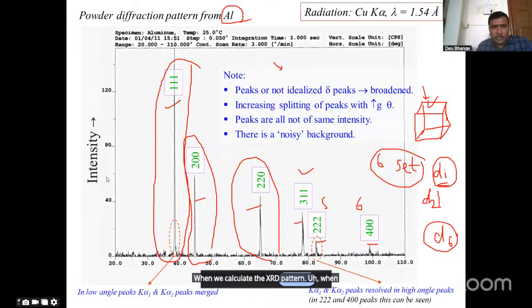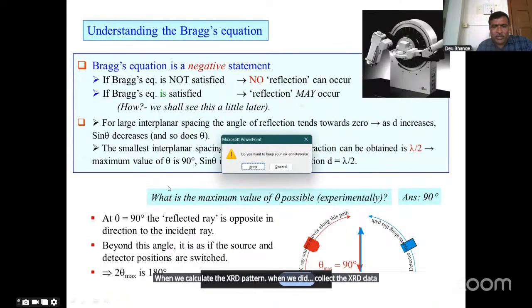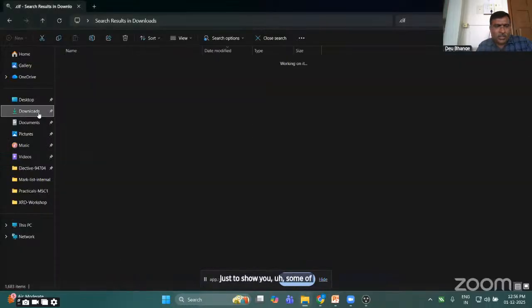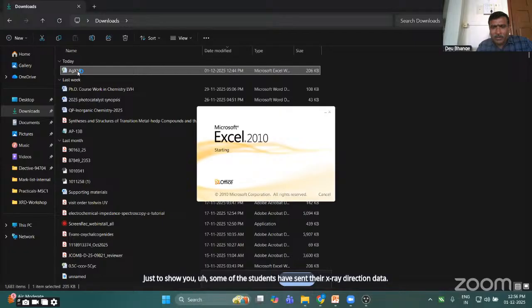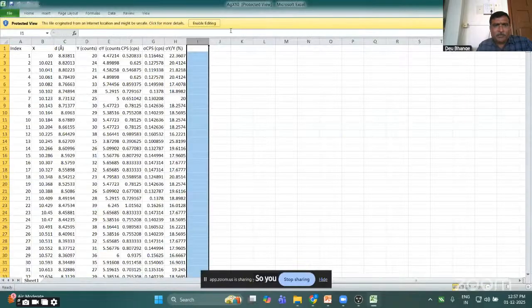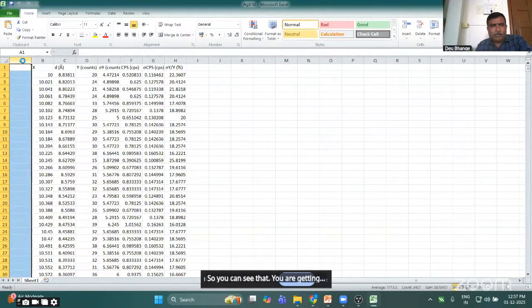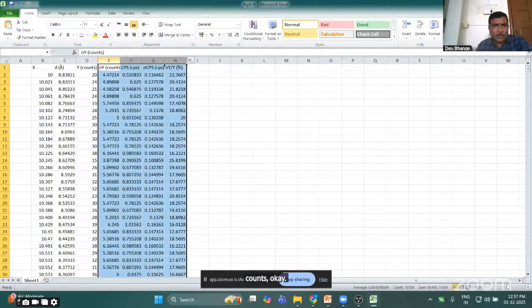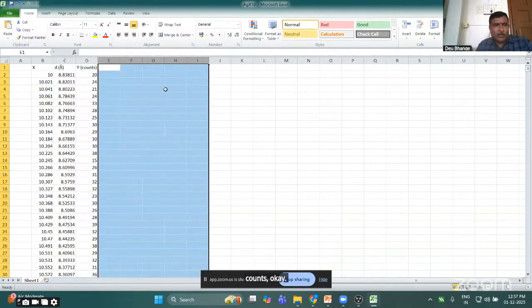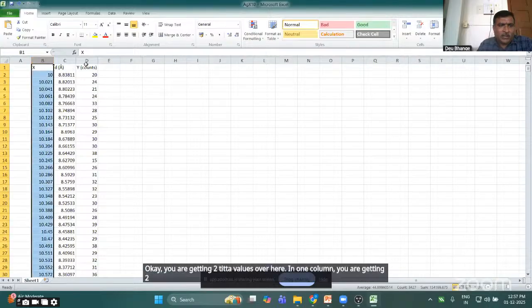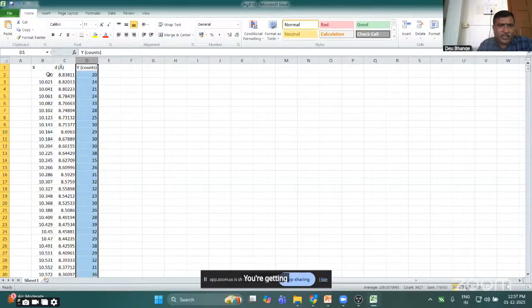When we collect the XRD data, what we get is this. Some of the students have sent their X-ray diffraction data, so I will show you. You can see you are getting counts. You are getting 2 theta values in one column, and the intensity at each 2 theta in another column.